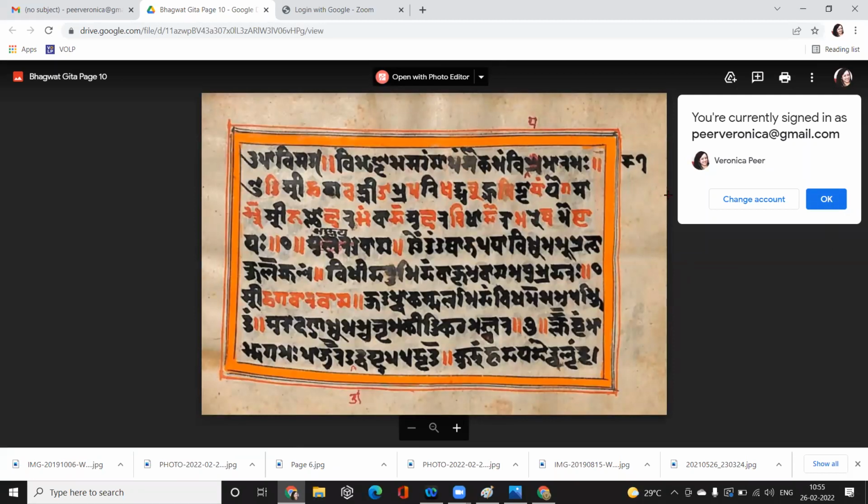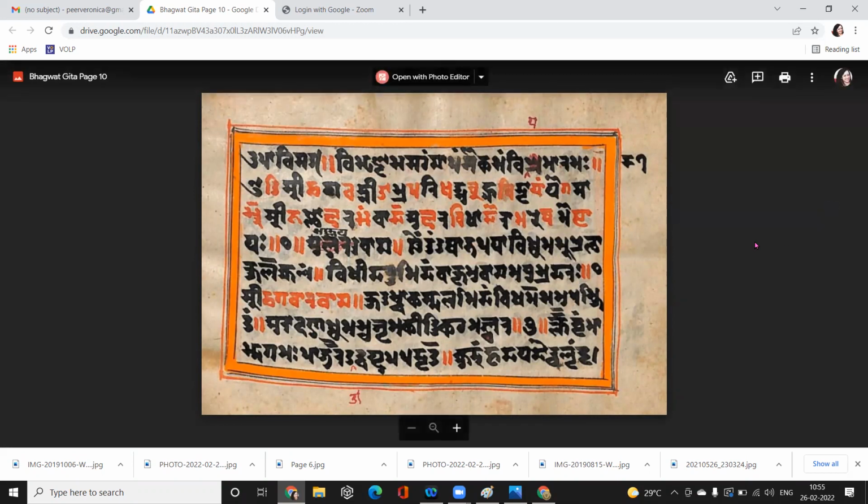Is the page visible? Yes, madam. So this is from the Bhagavad Gita, this page. We had done a couple of adhyayas of the Bhagavad Gita also, transliteration. We had some students who picked that up, yes.